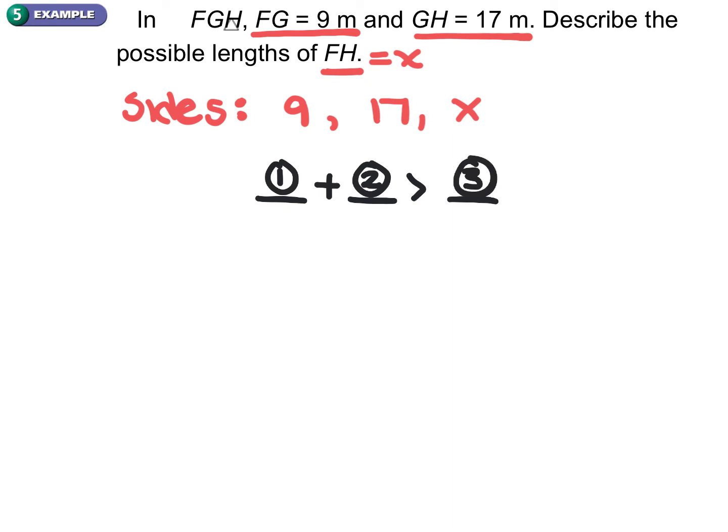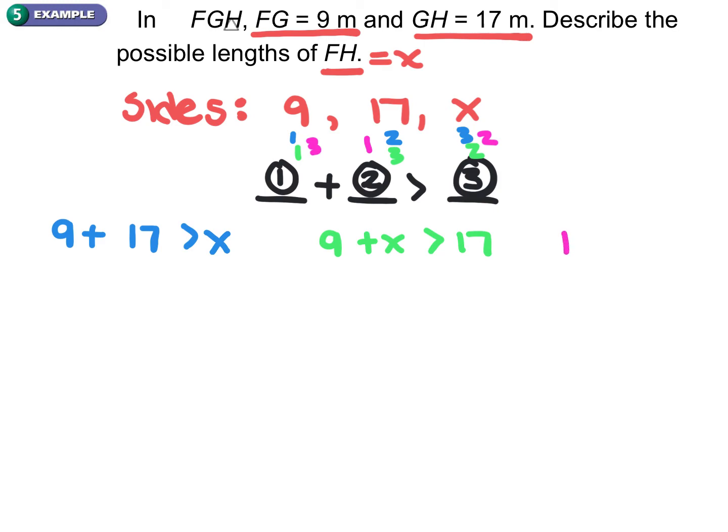So the first one, I'm going to put 9, 17, and x in order. So I'll say, is 9 plus 17 greater than x? Then for the next one, I'm going to say the first and the last one should be greater than 17. So is 9 plus x greater than 17? And my last one, I'm going to say, are the last two greater than the first one? So is 17 plus x greater than 9?